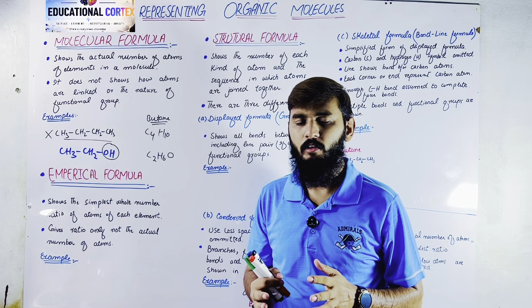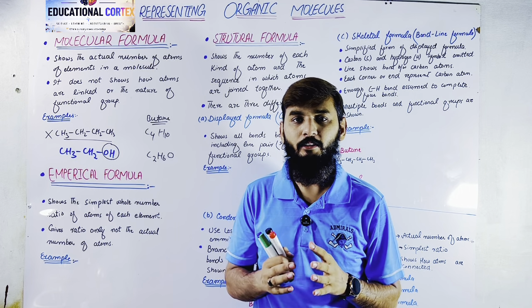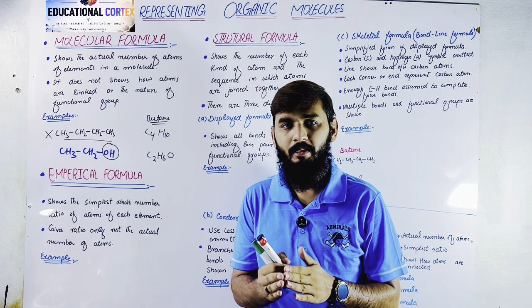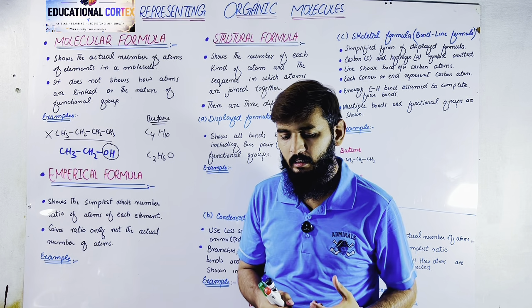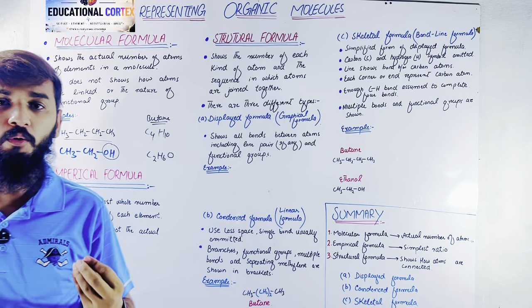The second one is the empirical formula. The empirical formula basically shows the simplest whole number ratio of the atoms of elements in a molecule or compound. What does it mean? Now let's understand the meaning of simplest whole number ratio.